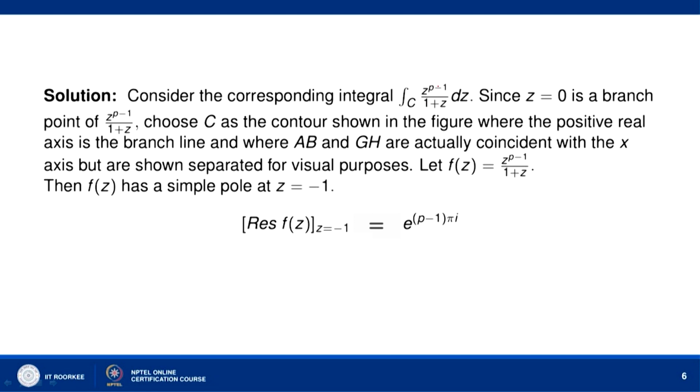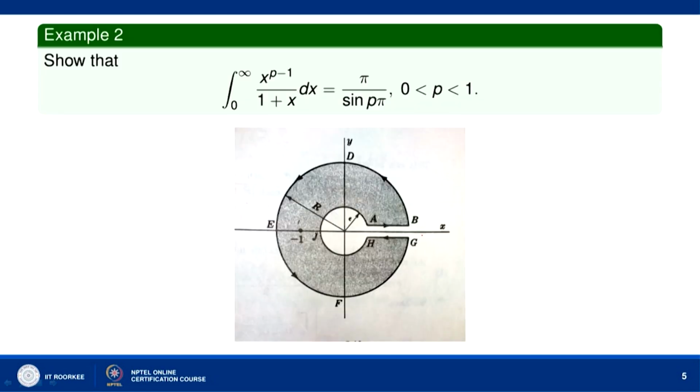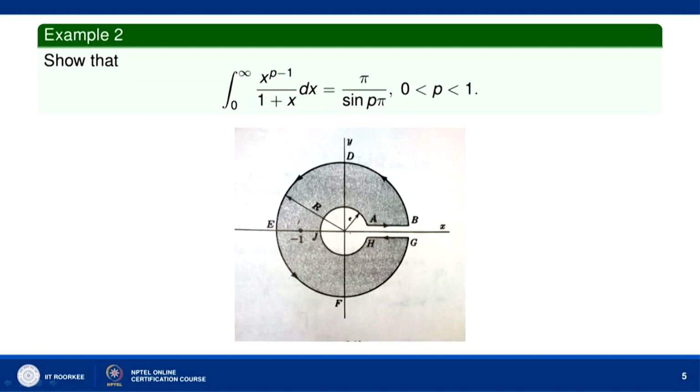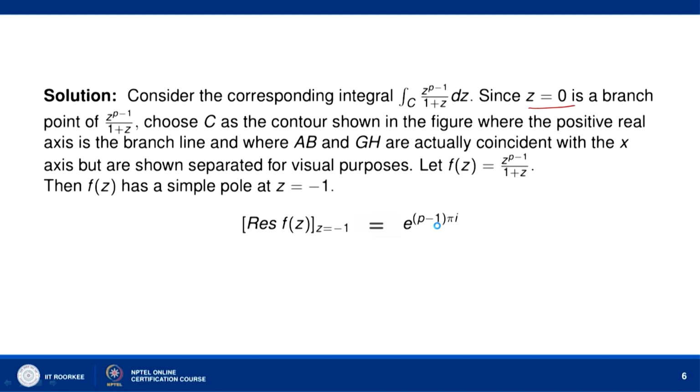Now, z to the power p minus 1 over 1 plus z is a multivalued function. That is why it has a singularity at z equal to 0. Now, we choose the contour C as shown in this figure. Here the positive real axis is the branch line, and A B and G H are actually coincident with the x axis, but we are showing them separately for visual purposes.